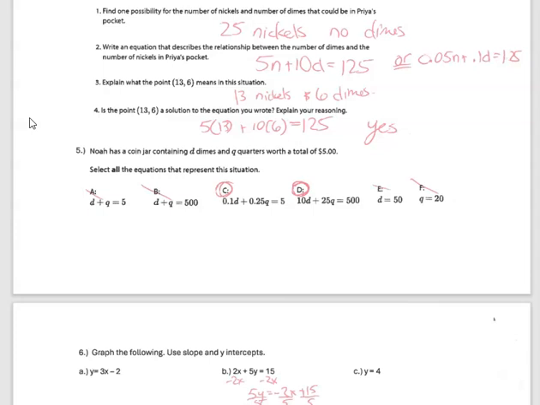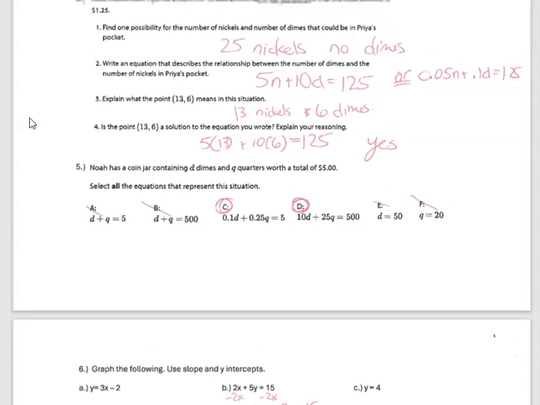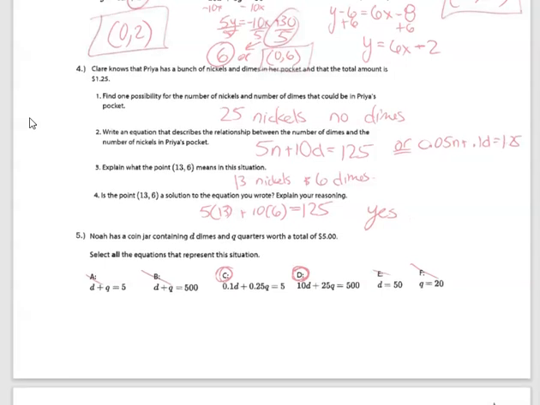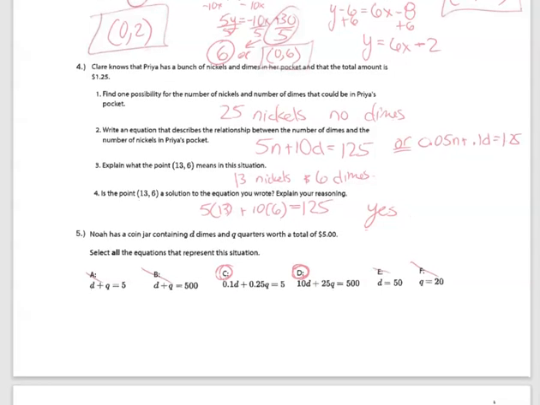So the next one, explain what (13, 6) means. That means 13 nickels and 6 dimes. Is the point (13, 6) a solution to the equation? When you substitute in 13 and 6, you find out you do get $1.25. My only concern about this problem was we're using n's and d's, so it's hard to know, is 13 supposed to be your n or your d? I just assumed it meant n because that came first in the problem.